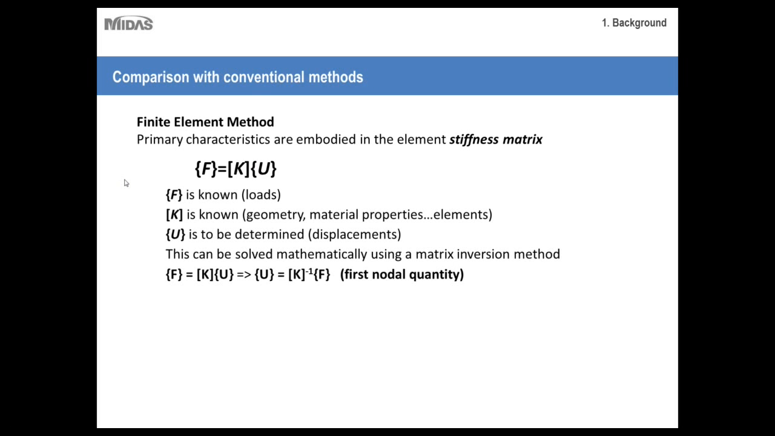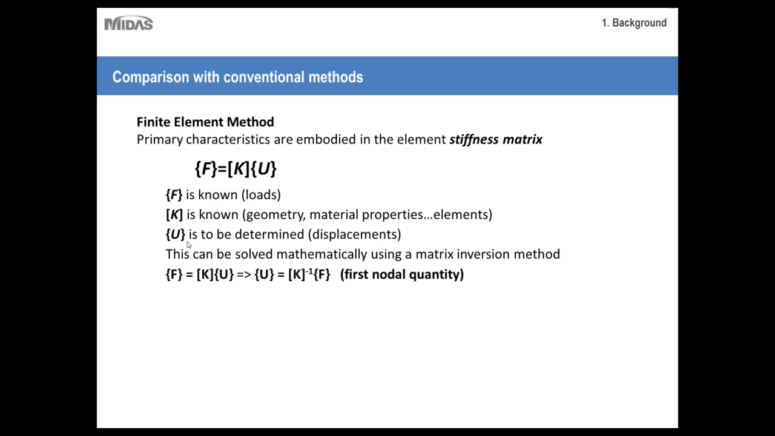Okay, so first we'll discuss just the basic theoretical background of the finite element method. So the primary characteristics are embodied within the stiffness matrix. This equation is at the heart of finite element analysis. F equals K times U. F equals the loads, which are known. K is the project geometry as well as the material properties of the elements, material properties of your soils as well as the material properties of your structural elements. And U is to be determined, which represents your displacement.